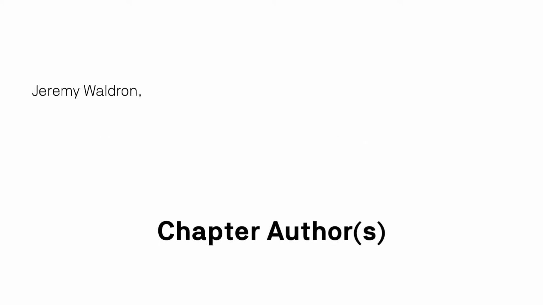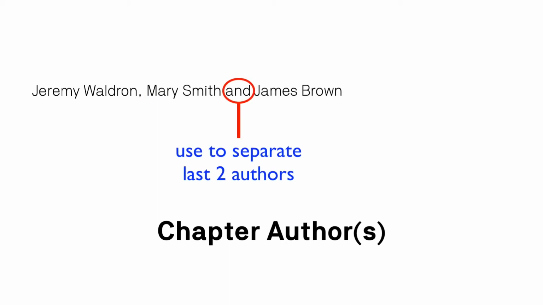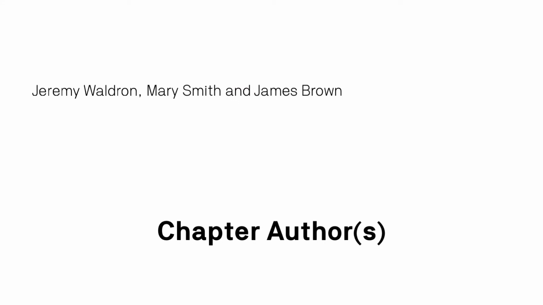Start with the chapter's author or authors' names in their natural order, that is, first name, then surname. If the book was written by 2 or 3 authors, place commas between each name until you reach the final name. Then, use the word "and" to separate the last 2 authors. Make sure you keep the chapter's author or authors' names in the same order as they appear in the source.